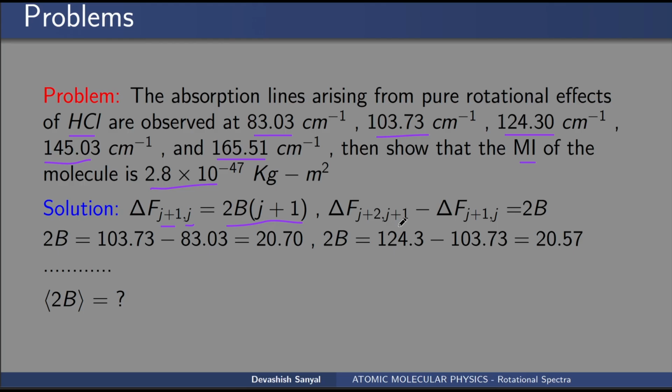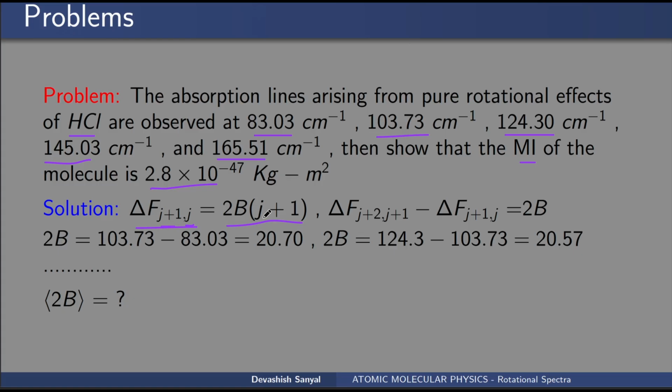Similarly, the difference between two consecutive lines. So this represents a line. When J is equal to 0, it represents a line. When J is equal to 1, it represents a line. When J is equal to 2, it represents a line. J is equal to 3, it represents a line.